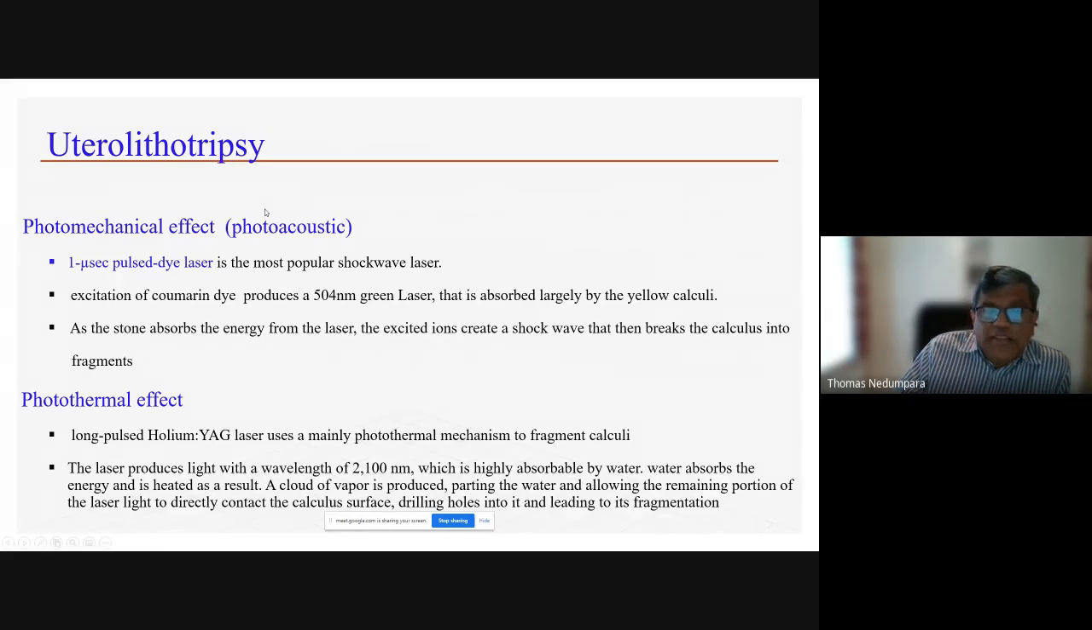Ureteric lithotripsy means removal of the stone in the ureter, which is the tube connecting the kidney to the bladder. So the urine from the kidney goes through a funnel called the pelvicalyceal system into the ureter. So that's a site where there's a narrowing of the ureter, and therefore stones can get stuck there.